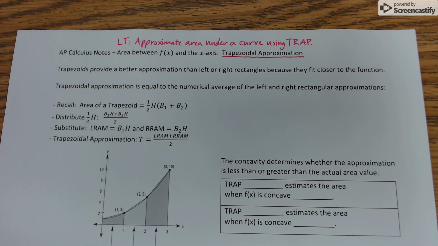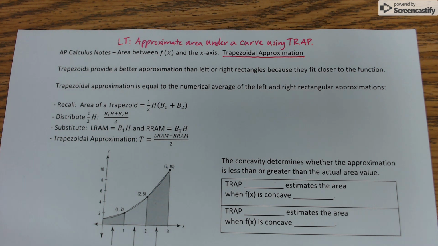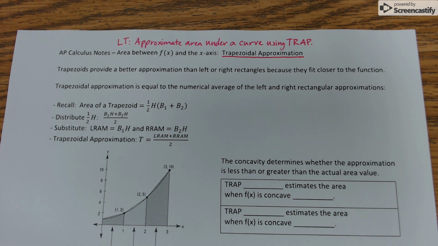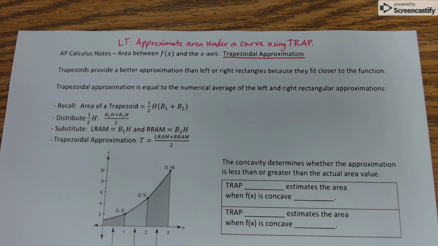trapezoid. So our learning target today is to continue approximating area under a curve, but to learn how to do so using the trapezoidal approximation method, or just TRAP. The reason that trapezoids provide a better approximation than left or right rectangles is because they fit closer to the function. If you look at the graphic we have here, the sides of the trapezoids are still parallel like a rectangle, but the top of the trapezoid is slanted, and that does a much better job of fitting closer to an increasing or a decreasing function.